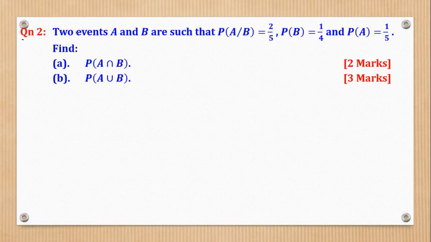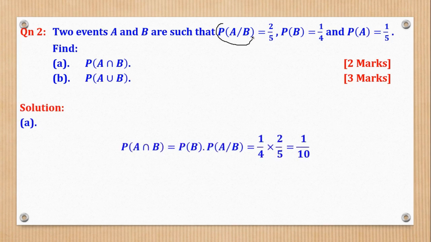Then question 2 says, two events A and B are such that probability of A given B is equal to 2 over 5, probability of B is 1 over 4, and probability of A is 1 over 5. Find part A, probability of A intersection B, and part B, probability of A union B. So first of all, from this conditional probability, we can get the probability of A intersection B as probability of B multiplied by probability of A given B.